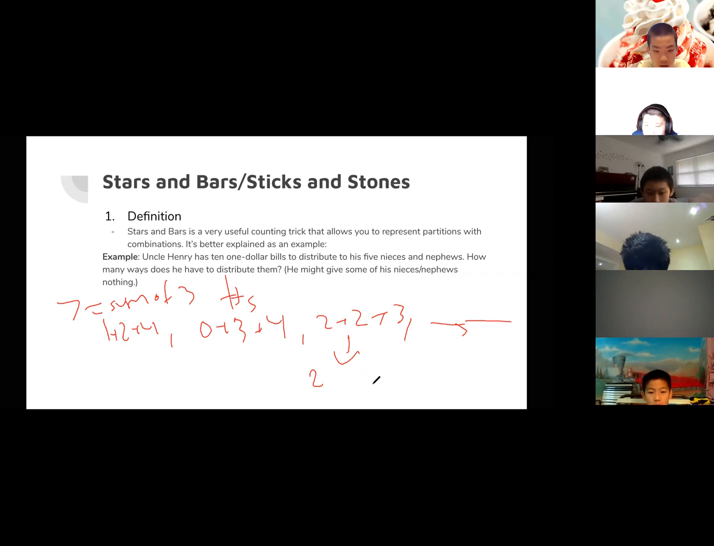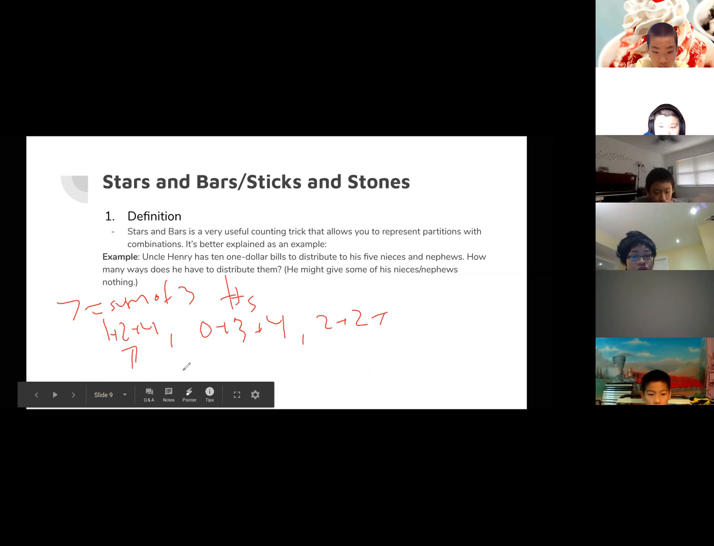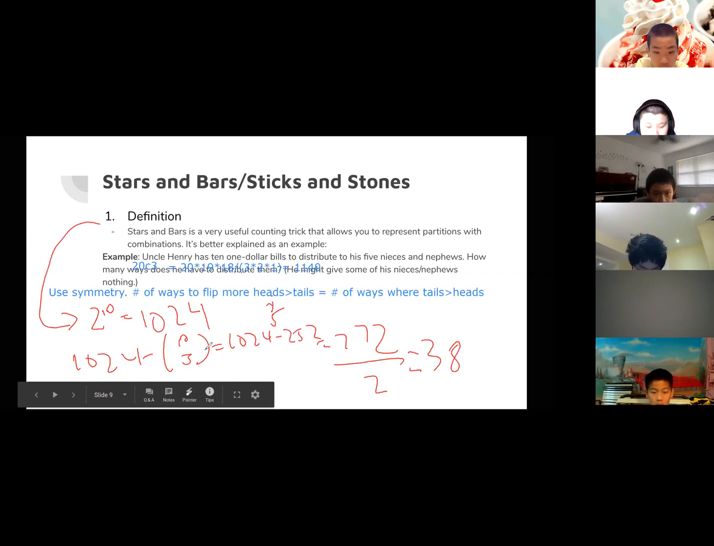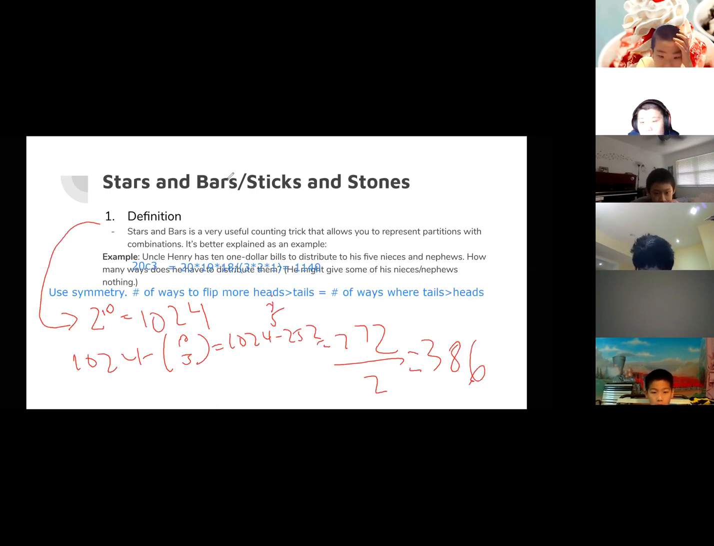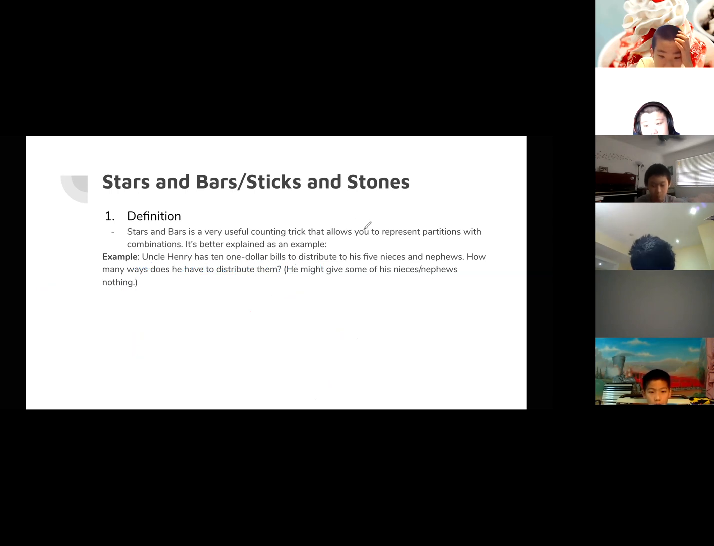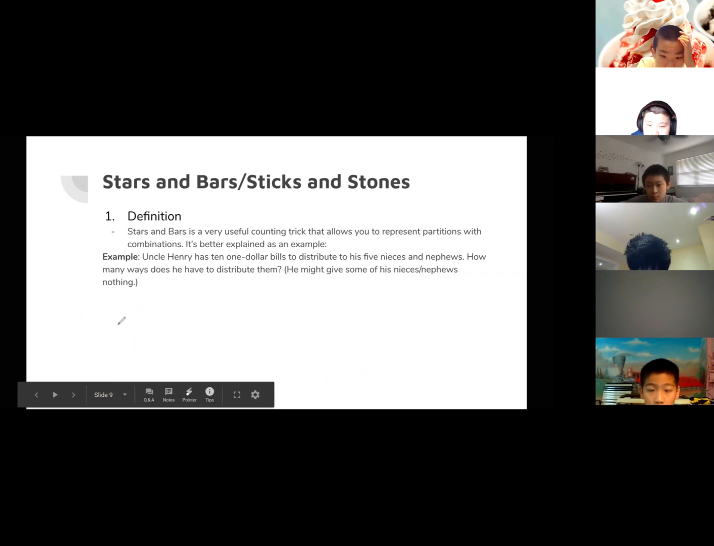So it's a lot harder to count partitions that are distinct. That means that you differentiate 1 plus 2 plus 4 and 2 plus 4 plus 1, but it is possible for you to count ones where any order is fine. And I'll show you how with this example. Uncle Henry has 10 $1 bills to distribute to his 5 nieces and nephews. How many ways does he have to distribute them?